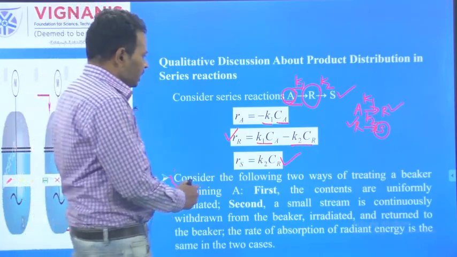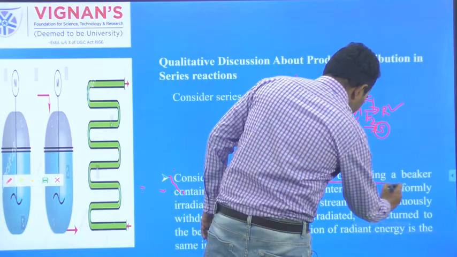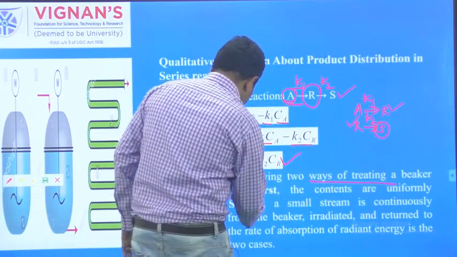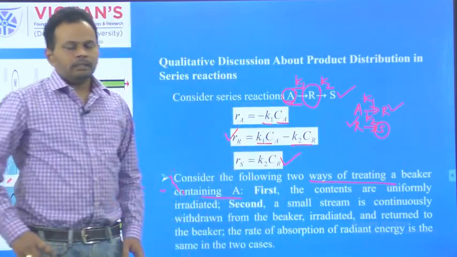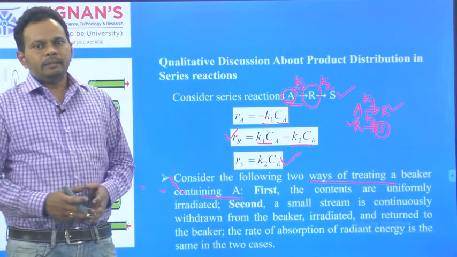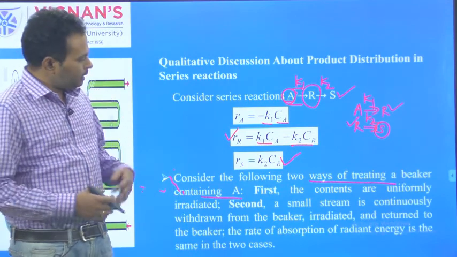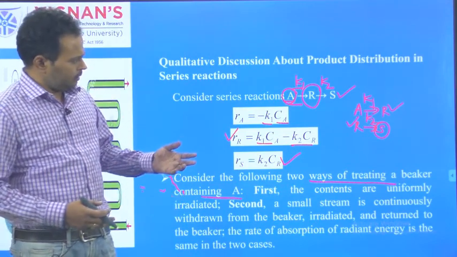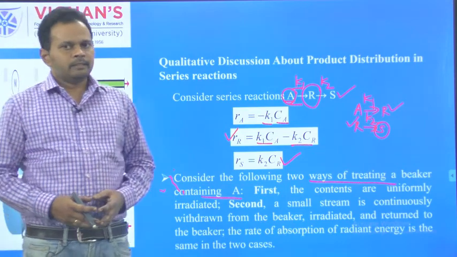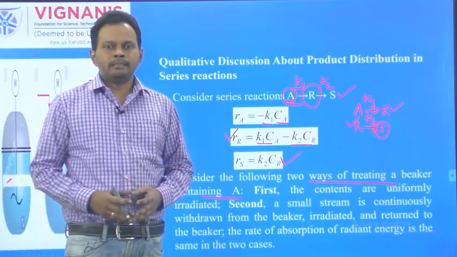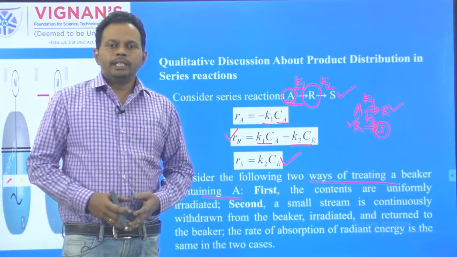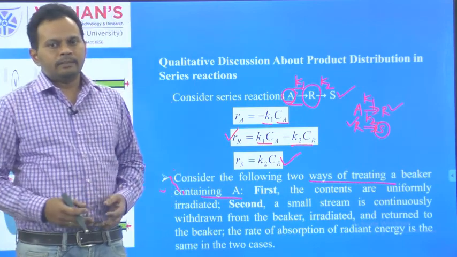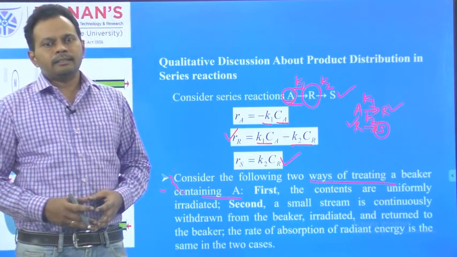Here consider the following two ways of treating a beaker containing A. Before you treat the reactive components in two ways, first assume that this reaction takes place in the presence of light. When you switch on the light, the reaction proceeds. When you switch off the light, the reaction stops.